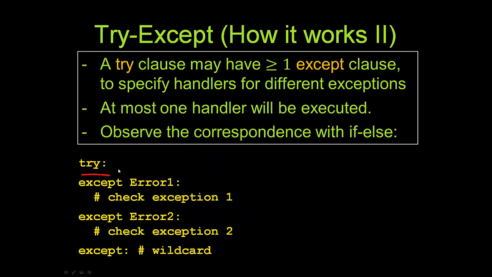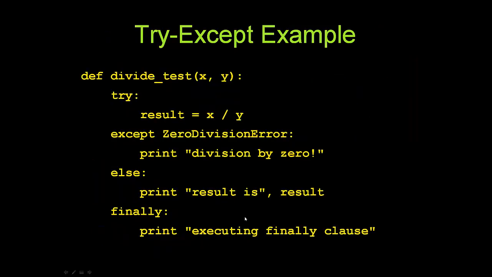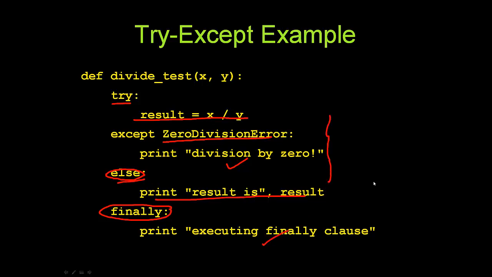You have a try with something here, and then you have except some error type, and you do some stuff for this error type, then except another error type, and this is for that error type. You can also have except with nothing, which is a wildcard. It means you will catch any exception that is not previously caught. Then you can also have a finally clause and an else clause. So essentially, you try something. If there's an exception, you catch it, and if there's this other exception, you catch it and do this. Otherwise, you will do this. And whatever happens up here, you always do the finally clause.